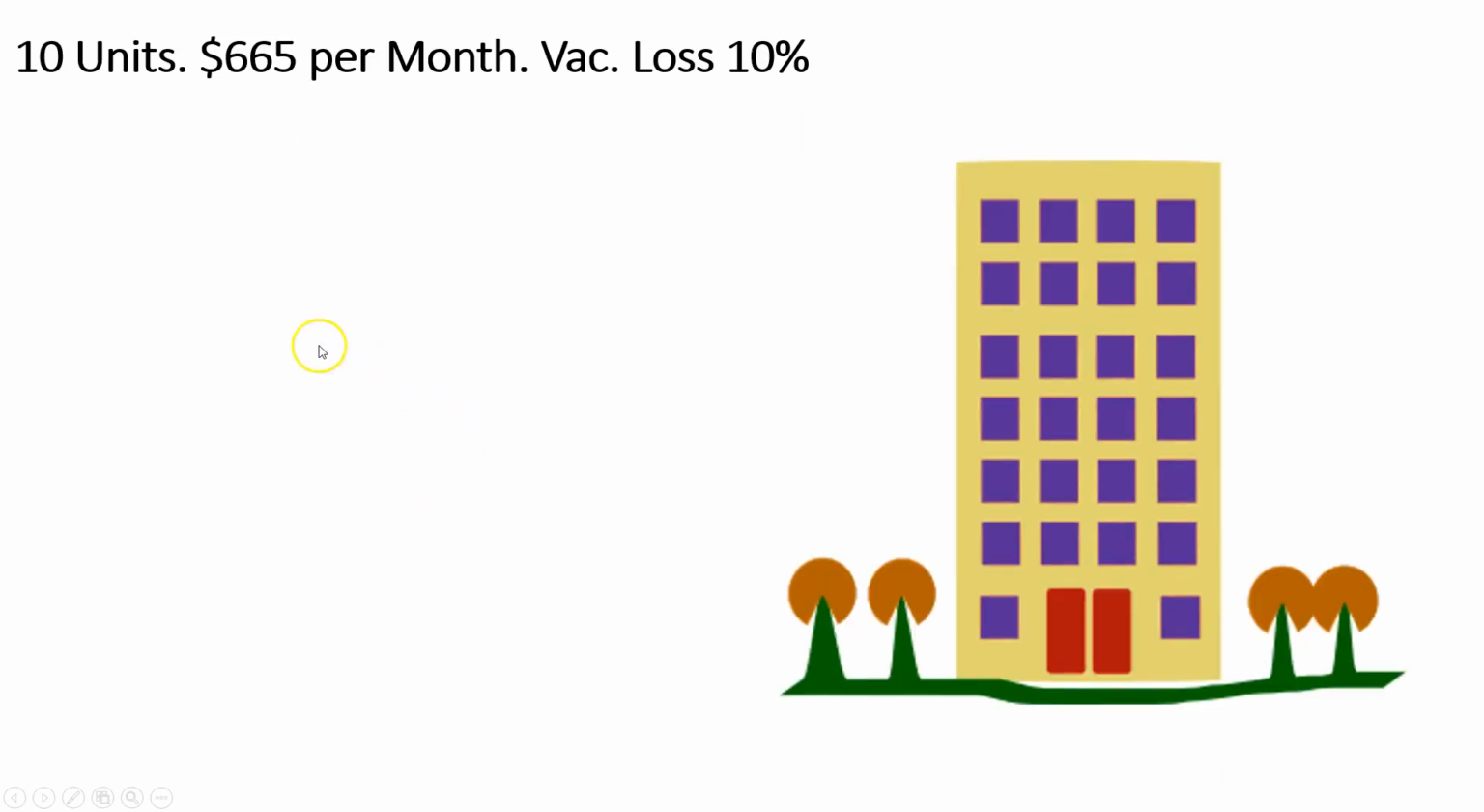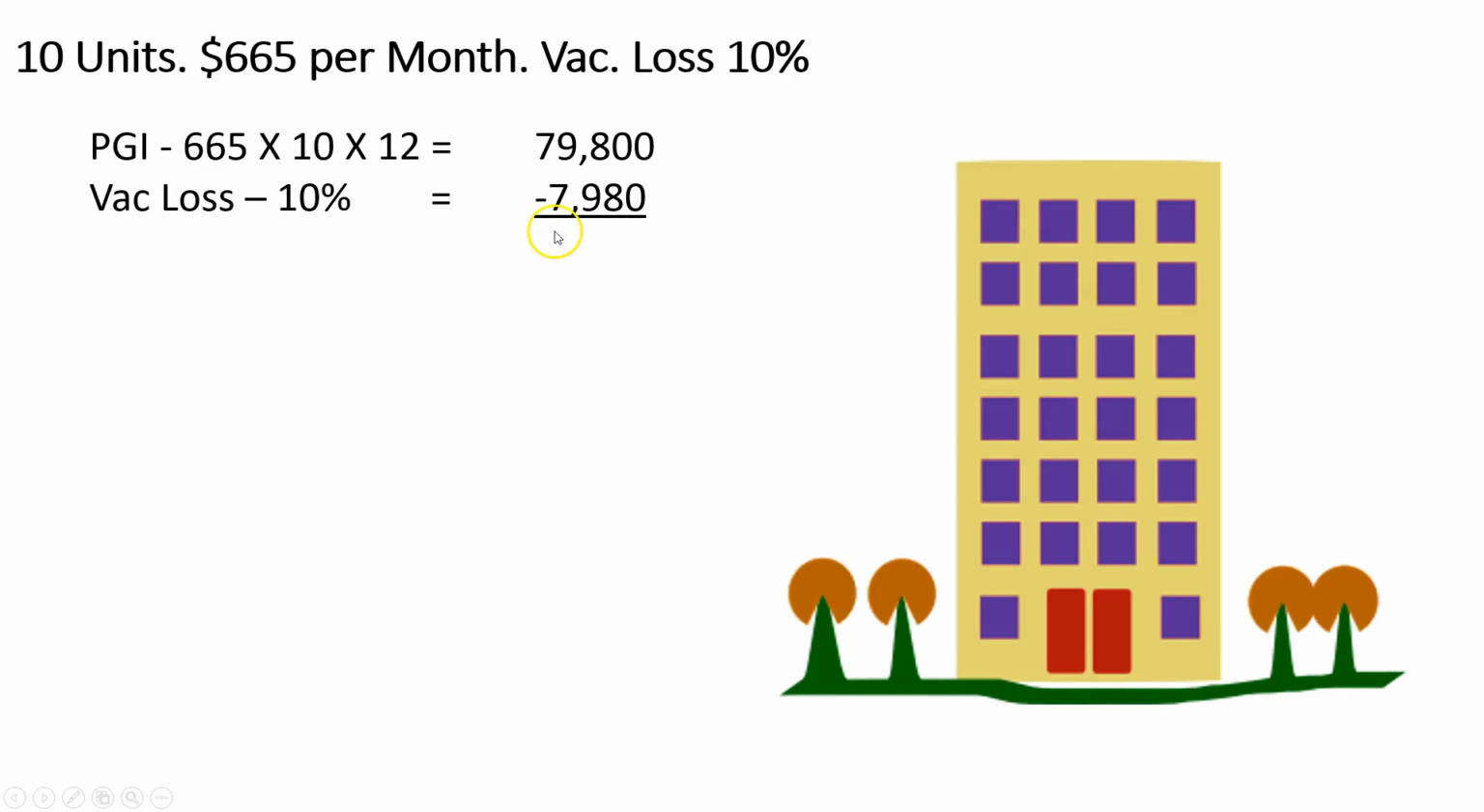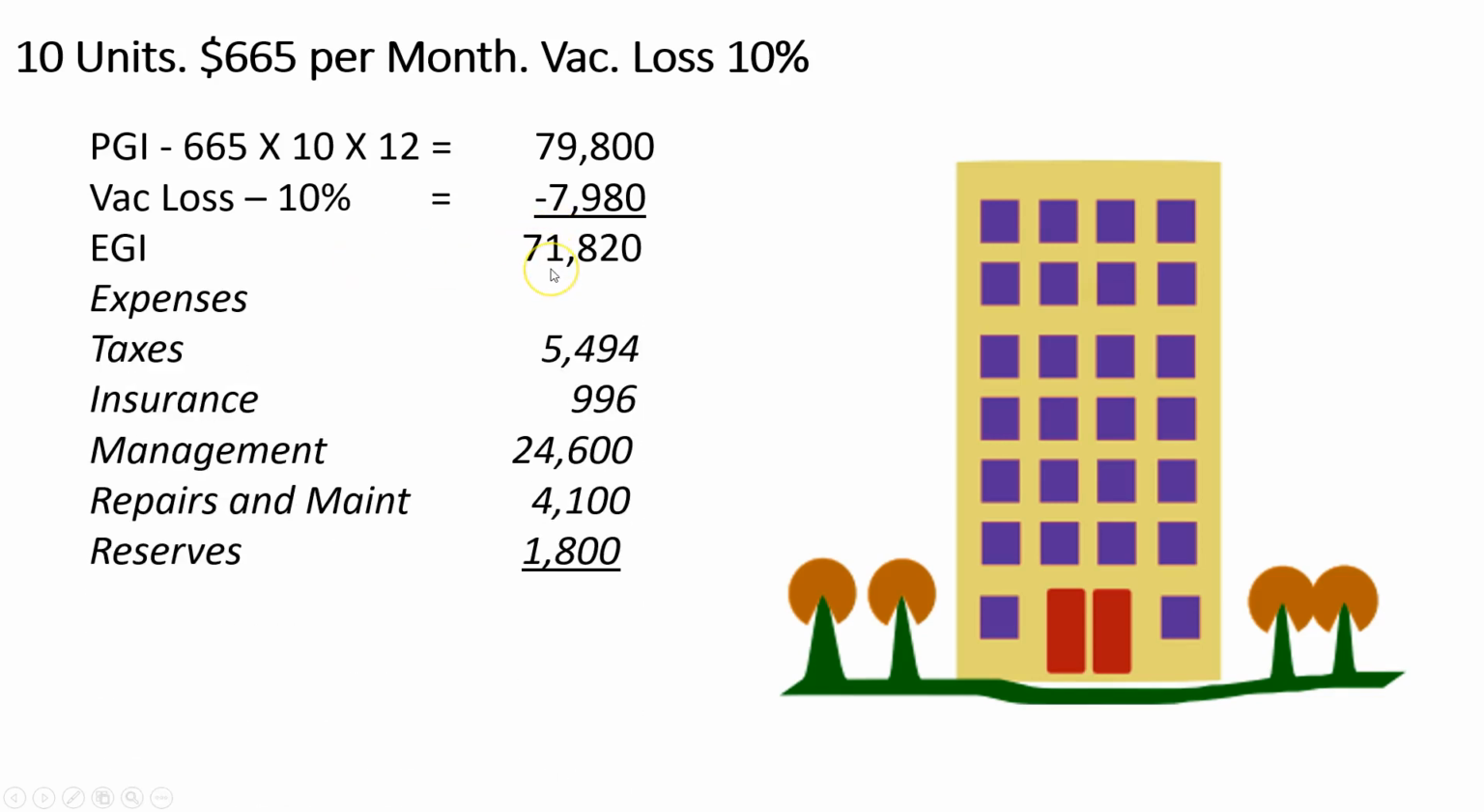Here's an example here. There are 10 units in this block and they rent out for $665 per month. And the vacancy loss is estimated to be 10% of the potential gross income. So we work out what the potential gross income is: 79,800. We take off the 10%, which gives us an EGI of 71,000. From that, we have to deduct our taxes, our insurance, management fees, and repairs and maintenance, and our reserves, which we put aside for a rainy day.